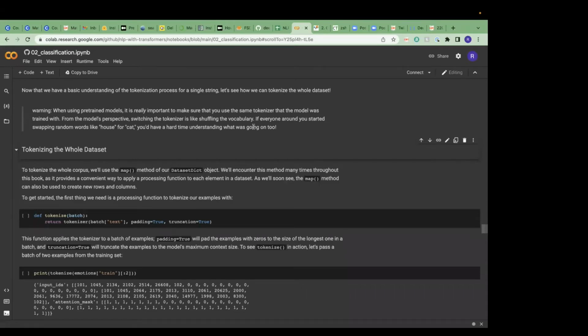For that reason, A, you should always make sure that you use the same tokenizer, and B, Hugging Face makes it very, very easy for you to do that by saying the tokenizer is always tied to the model. So when you want to improve a model, if you want to fine-tune the model, you take the tokenizer which comes together with the model in order not to make that mistake.